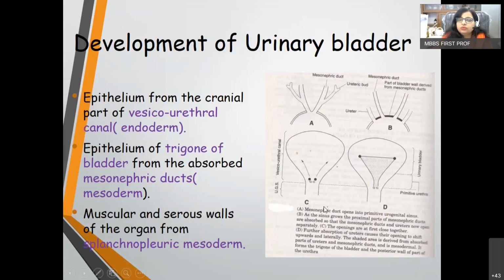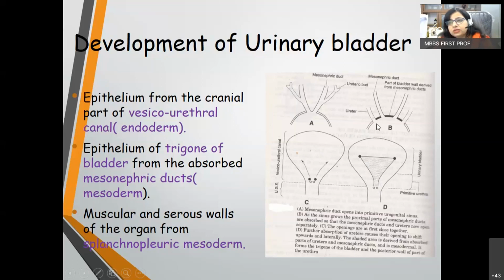Now, when we talk about the development of the urinary bladder, it again is from the vesico-urethral canal. So this whole thing is endodermal in origin, except the trigone of the bladder, because the trigone of the bladder is the posterior part, the trigone, which is like a triangle, formed because of the absorption of the mesonephric ducts. See, the mesonephric ducts are there.